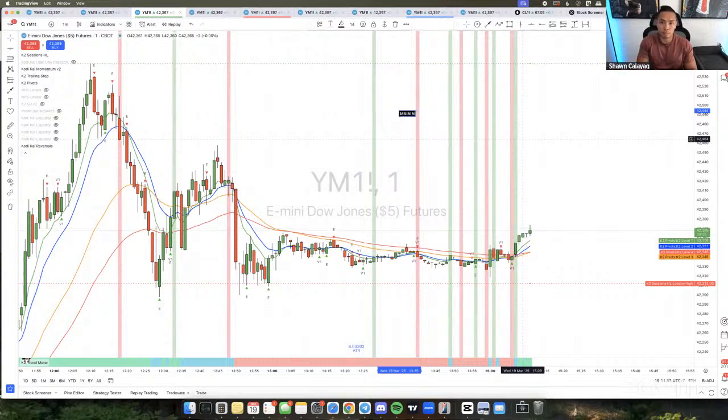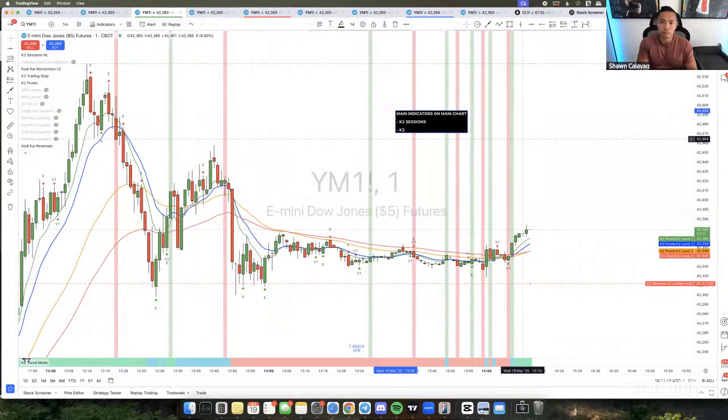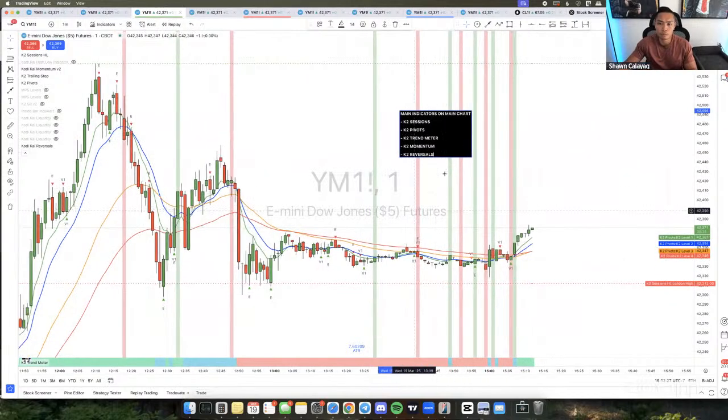Main chart. So I have the K2 sessions, K2 pivots. You don't need all these, but this is what I have. Trend meter, K2 momentum, K2 reversals, and I think that's it. Yeah. So for the most part, that's what I have on here.